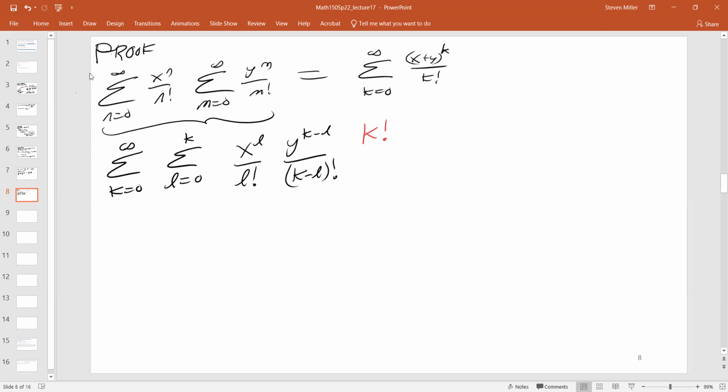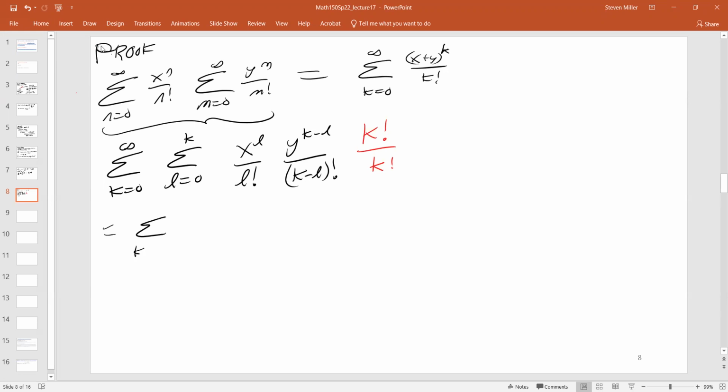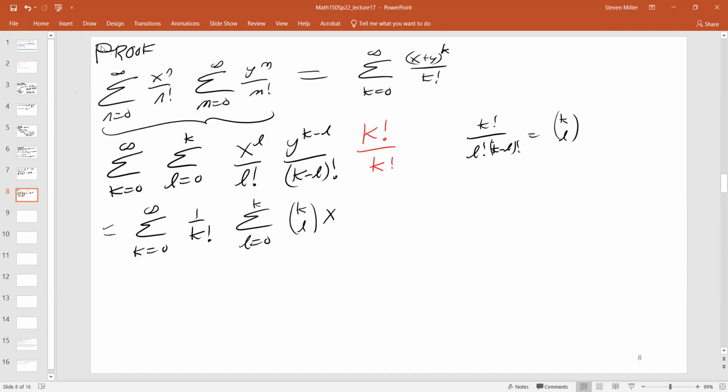Am I allowed to just multiply by k factorial? No. But if I divide by k factorial at the same time, it's okay. And now that I've done this, this is just going to be the sum, k goes from 0 to infinity. I can pull the 1 over k factorial outside of the L sum because there's no L dependence. And now I'll have a sum, L goes from 0 to k, of k factorial over L factorial, k minus L factorial, which is just k choose L. And I'll get k choose L, x to the L, y to the k minus L.